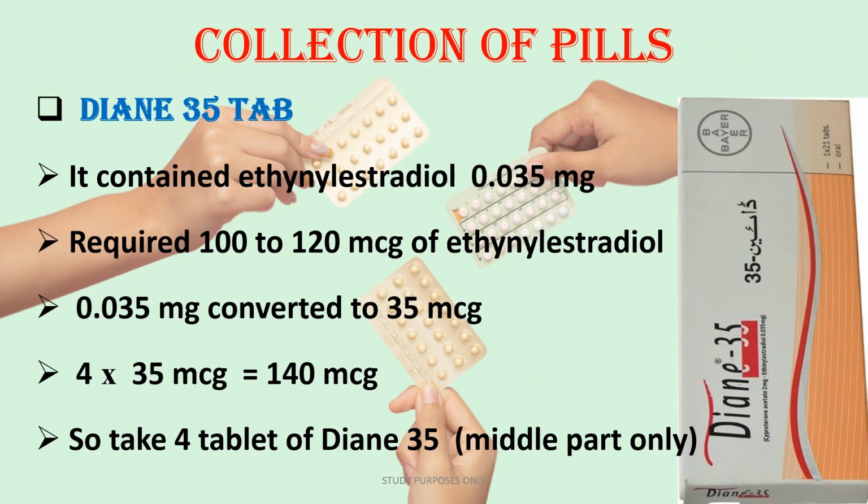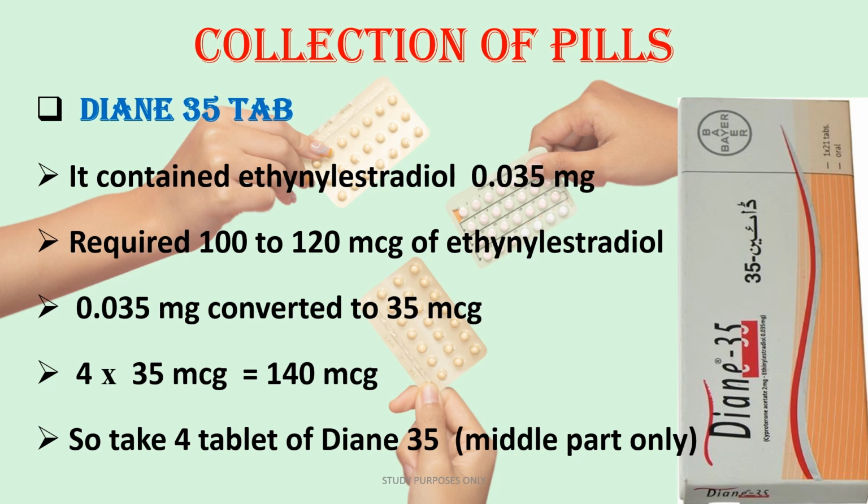Next one, collection of pills. We can select Diane 35 tablet. Diane 35 tablet contains cyproterone and ethinyl estradiol. It contains ethinyl estradiol 0.035 milligram. We require 100 to 120 microgram of ethinyl estradiol.